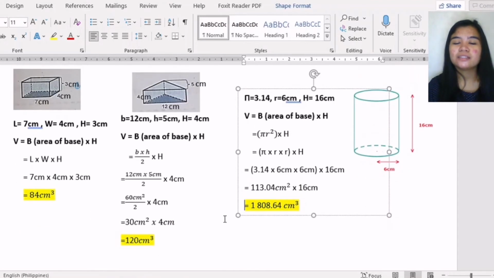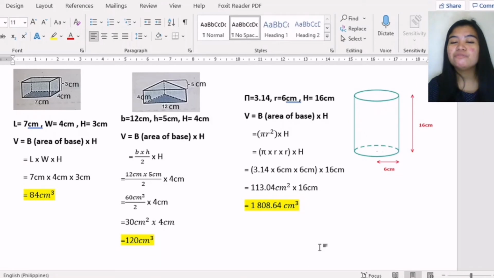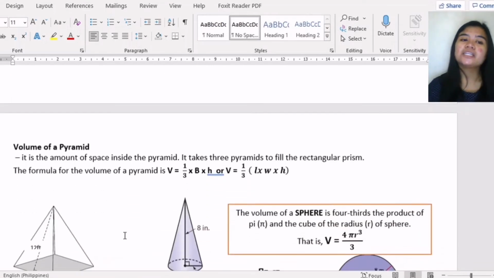So yan na yung volume. So you're just going to use this formula. Etong formula na to, yung hinimay ko na. Now, proceed tayo sa paghahanap ng volume for the pyramid.